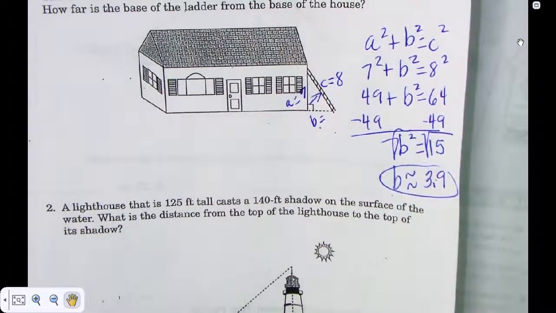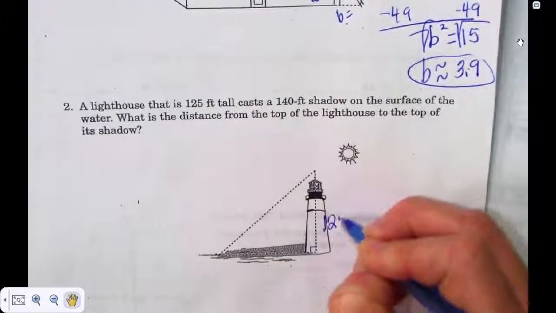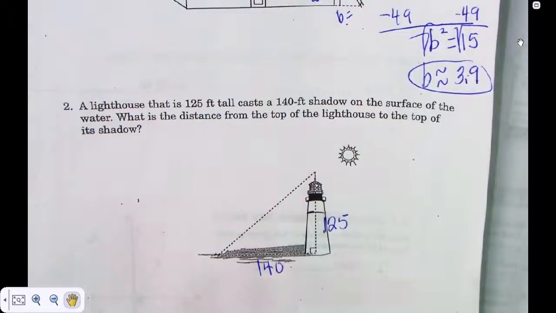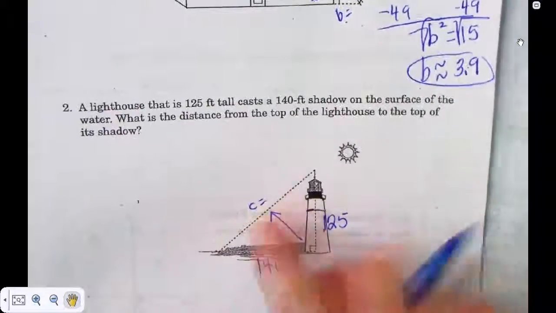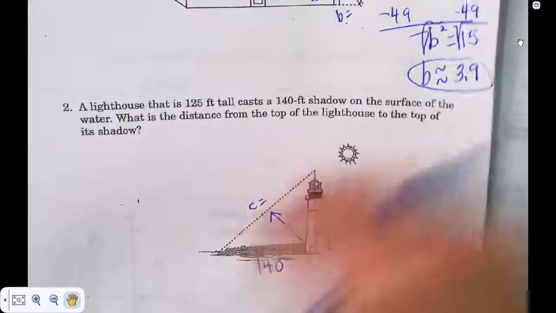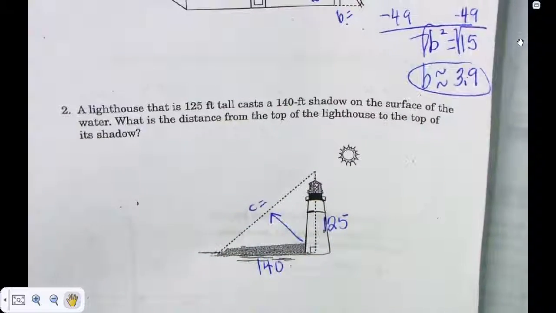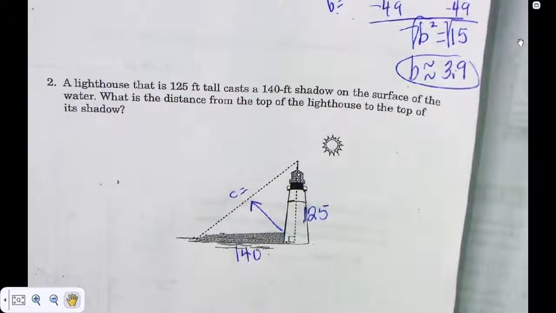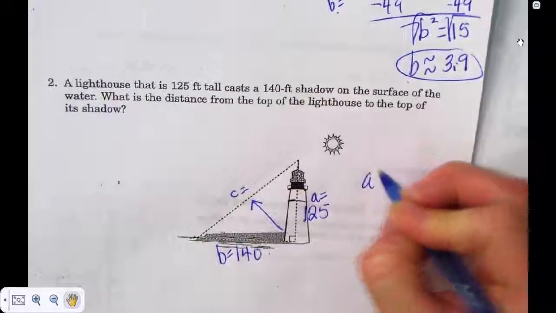Okay. Number 2. The 125-foot lighthouse cast a 140-foot shadow. Guys, some of y'all put that the shadow's up here. The shadow's not in the air. This is the shadow right here. Shadow's on the ground. Well, that's the water. Okay, on the surface of the water. So that could be A, that's B, that's C.